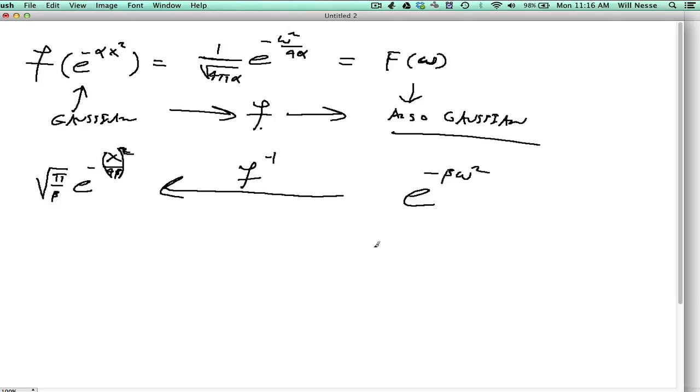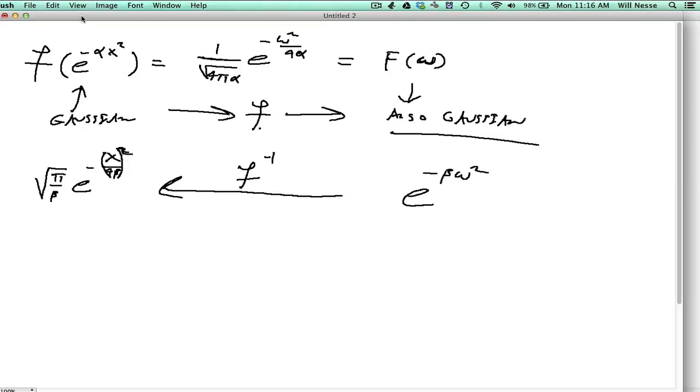All right, so now we have a really neat result. And we're going to use this over and over again later on. So we have to be very good about using Gaussians. And that's why I wanted to go over this example.